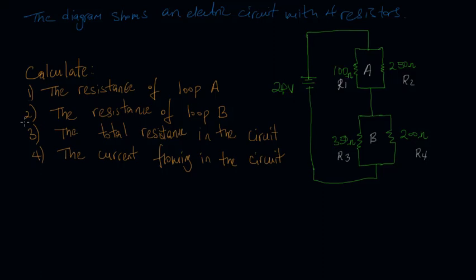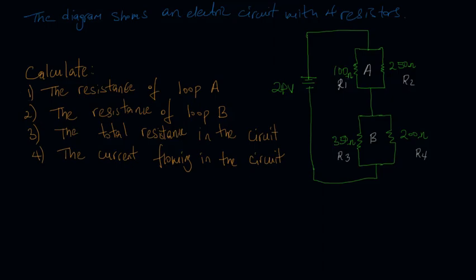Okay, so the question said the diagram shows an electric circuit with 4 resistors. So these are 4 resistors: R1, which is 100 ohms, R2, which is 250 ohms, R3, which is 350 ohms, and R4, which is 200 ohms. So this question wants us to find a few things.